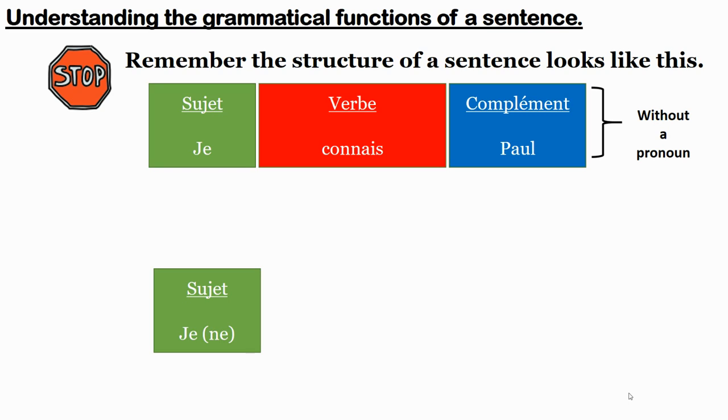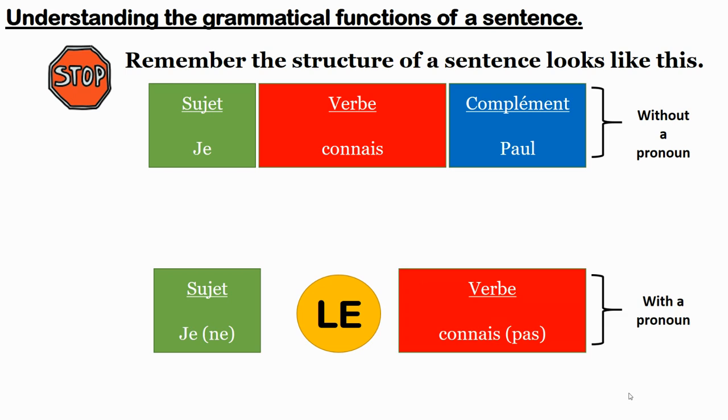Je le connais. And this one has a pronoun. Your pronoun goes before your verb, and notice that the blue box disappears because Paul is being replaced by the pronoun le.